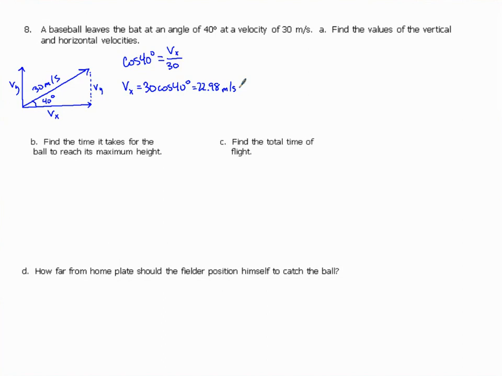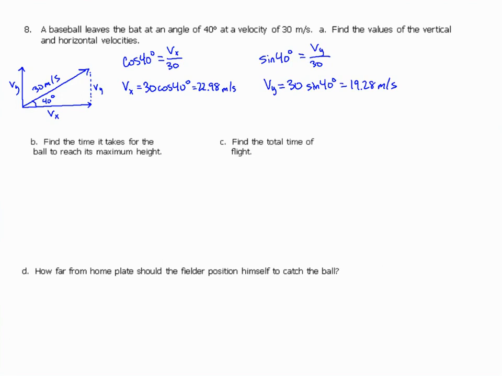To find the vertical velocity, we use the sine of 40 degrees because we have an opposite and a hypotenuse. So vertical velocity is 30 times the sine of 40 degrees, which comes out to 19.28 meters per second. B, find the time it takes for the ball to reach its maximum height.